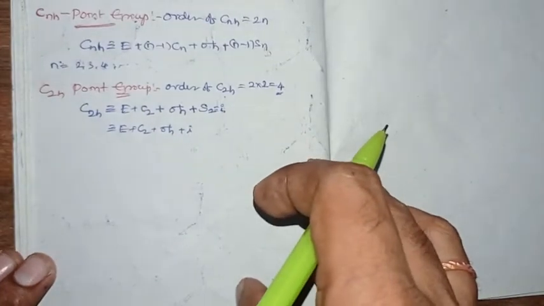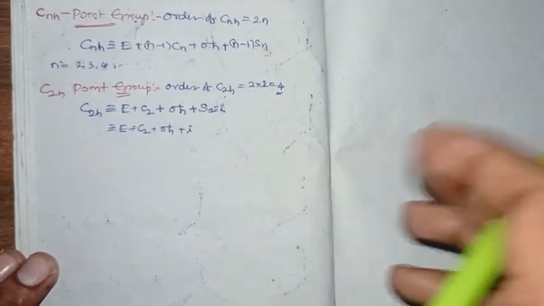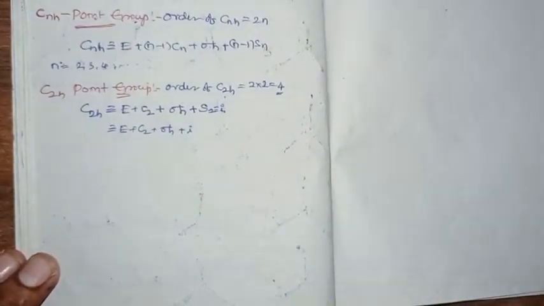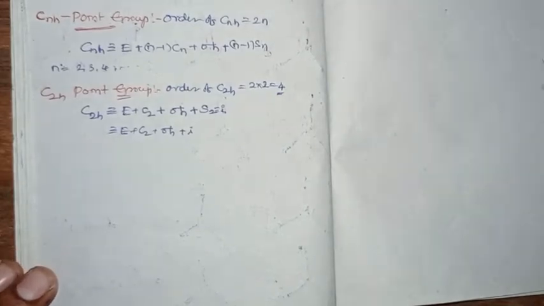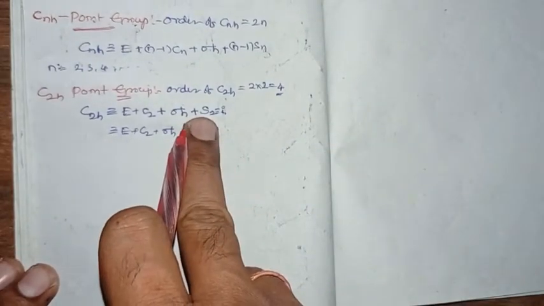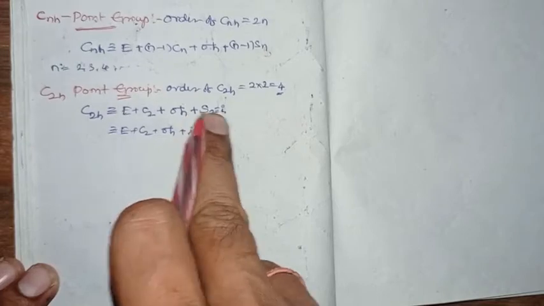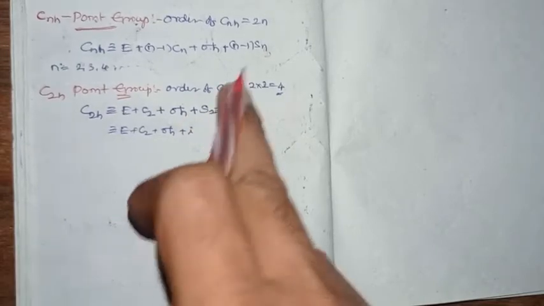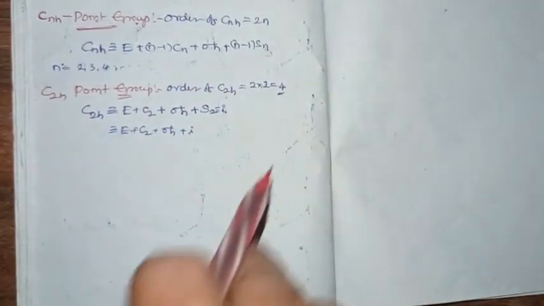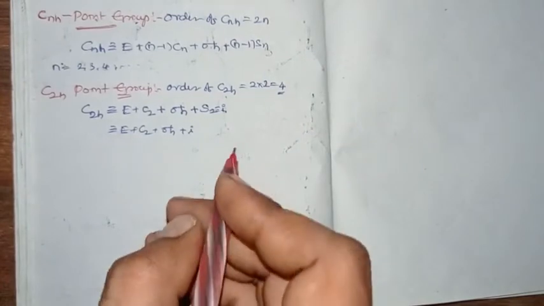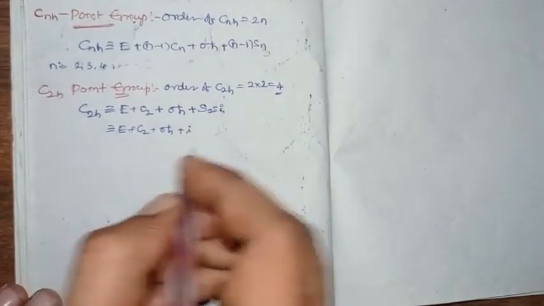It will be explained in a separate video class. There you will come to know how the second-fold improper axis is equivalent to the inversion center. But here you consider that these are equal, one and the same.